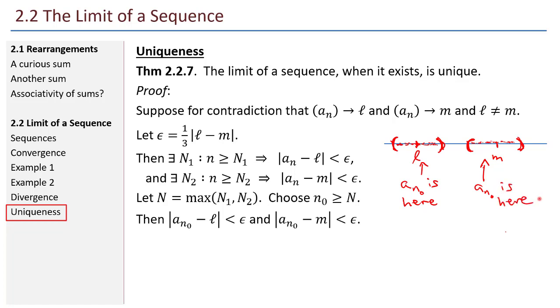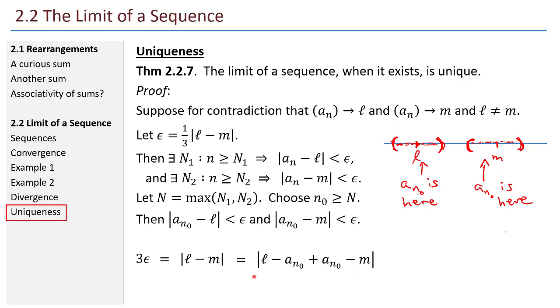Okay. Clearly this is ridiculous, but really what makes it ridiculous is the triangle inequality. So I'm going to finish the proof by using the triangle inequality to show that there's a contradiction. 3 epsilon happens to equal the absolute value of L minus M. And let's break this up. I do a little trick. I'm going to subtract a sub n naught and add a sub n naught. And so that's the same equality.